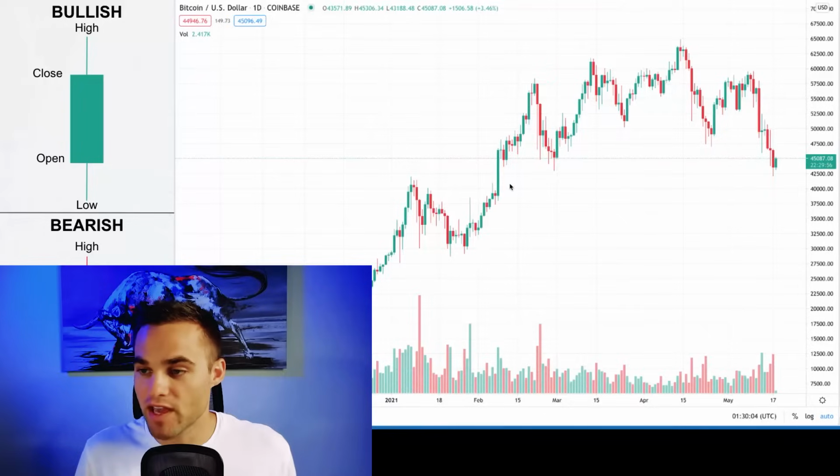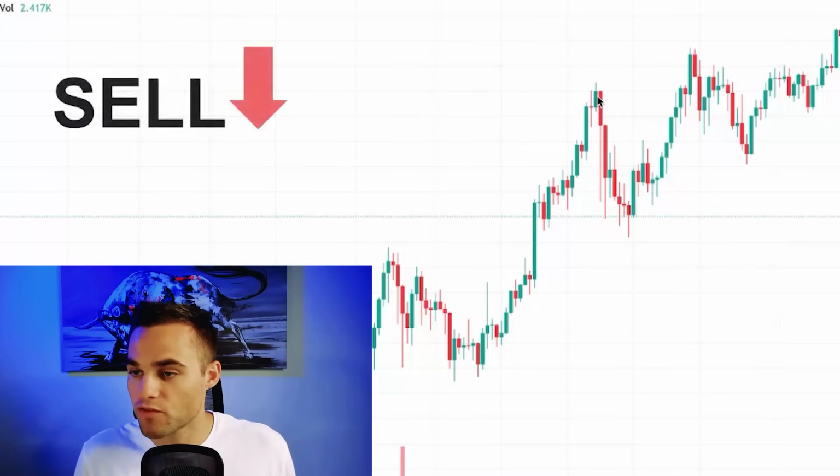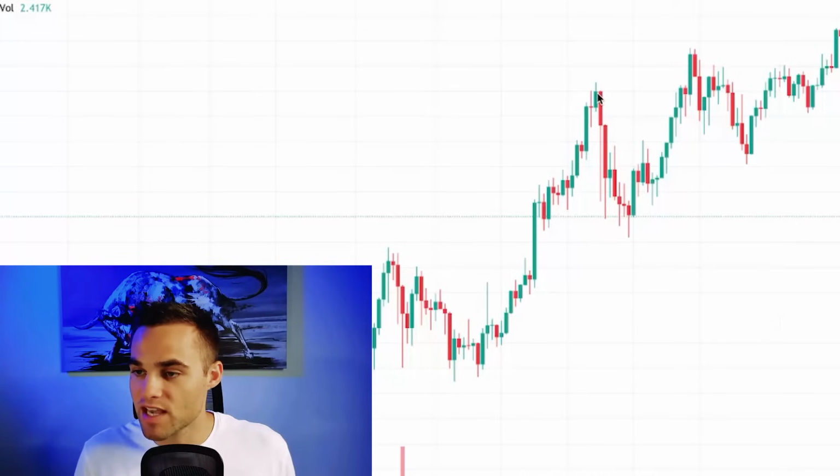The other type of candle, or the reverse, would be a bearish engulfing candle. So this would be an example. You see this big red body that's engulfed the entirety of the previous candle. So this would be a bearish engulfing candle.